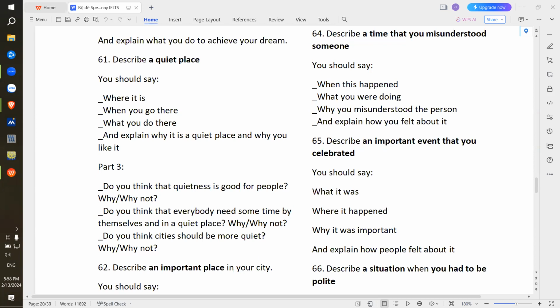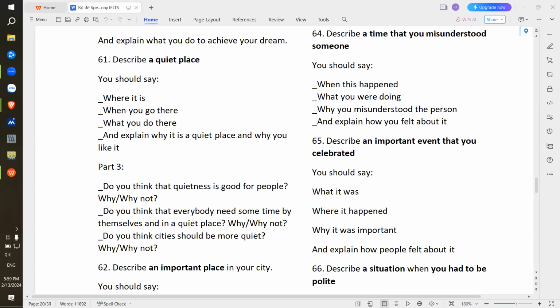Okay, so do you think cities should be more quiet? Why or why not? You know that cities are bigger now, however, in a big city, it has to spend space for transport, for traffic, or for buildings, and they do not have a lot of space for trees, for parks, or for quiet places.